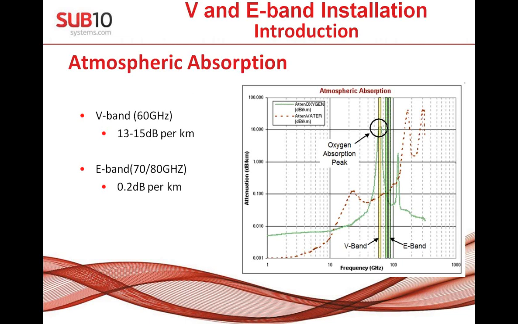I didn't mention before, but all these systems, V-band, E-band, which are produced by Sub10 Systems, are working as FDD, frequency division duplex. It means you have terminal A, which is transmitting on the lower frequency and receiving on the higher frequency, and terminal B, which is the opposite, transmitting on the higher and receiving on the lower. In this case, if we are speaking about gigabit or 100 megabit connection, it's always full duplex, so you have 100 megabit or 1 gig from A to B and the same capacity from B to A.